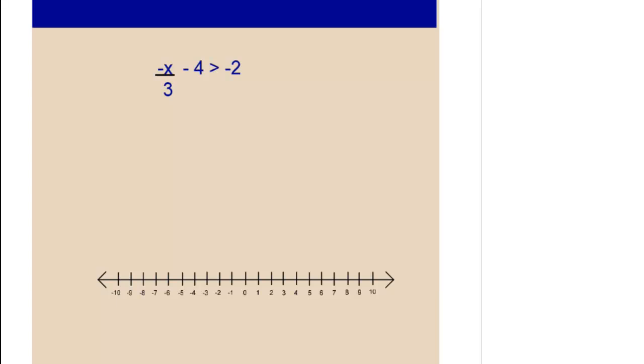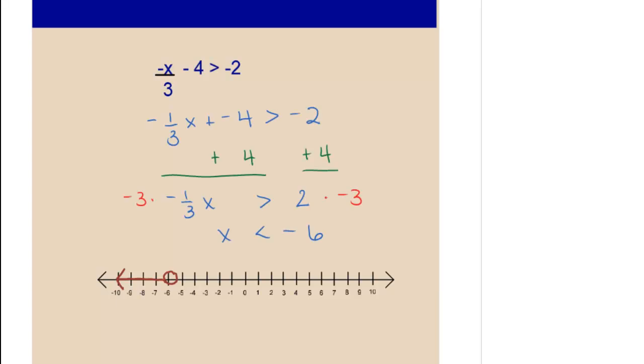Try this inequality. Be sure to change all division to multiplication and subtraction to addition. When solving this equation, again, make sure that you've changed your subtraction to addition and multiplication to division. Add 4 to both sides, then multiply by negative 3. So notice that when you multiplied both sides, your reciprocal was negative. Therefore, you have to flip the inequality from greater than to less than.